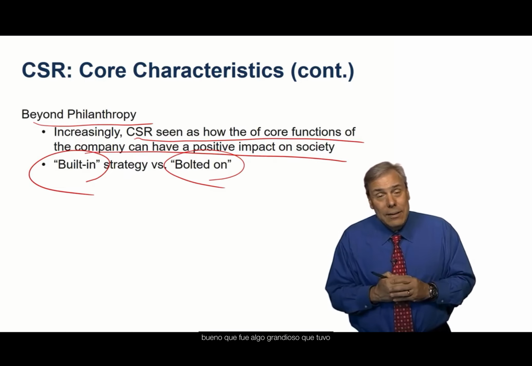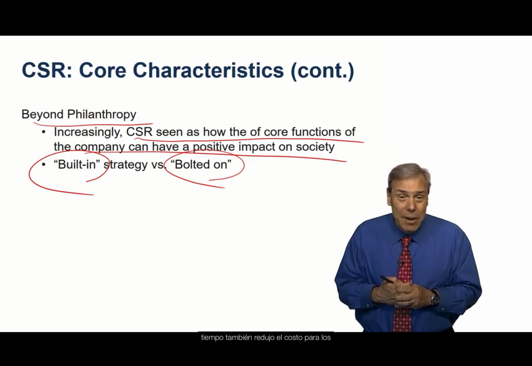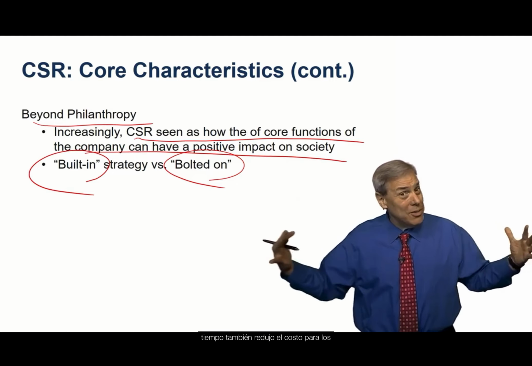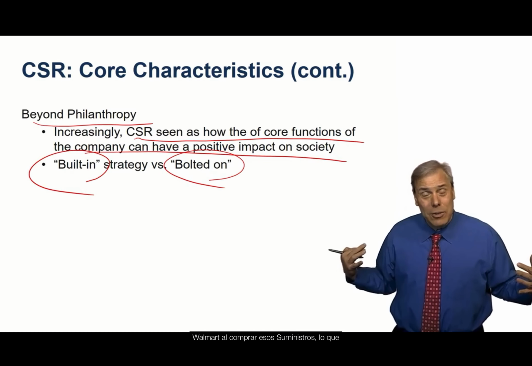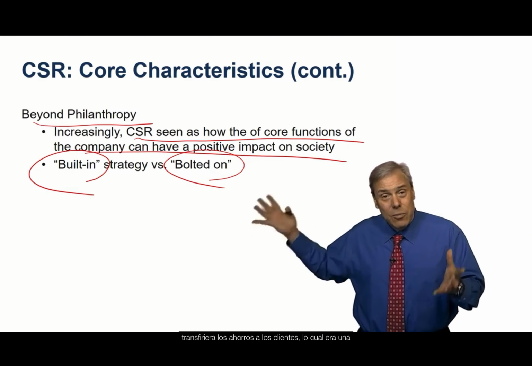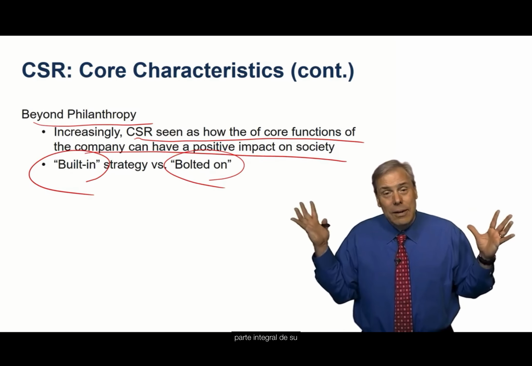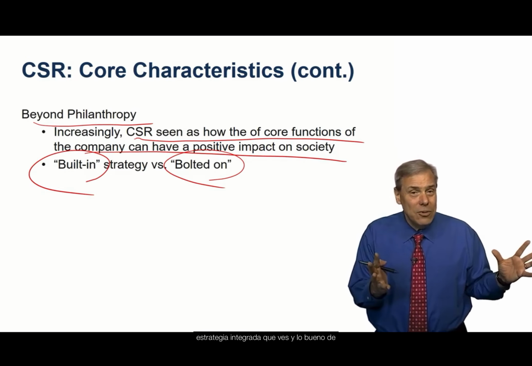Well, that was a great thing that had a positive social impact, but at the same time, it also reduced the cost for the suppliers, which reduced the cost for Walmart in buying those supplies, which then made it easier for Walmart to pass on savings to the customers, which was an integral part of their business proposition. So that's a built-in strategy, you see.